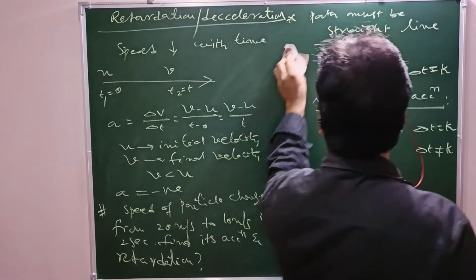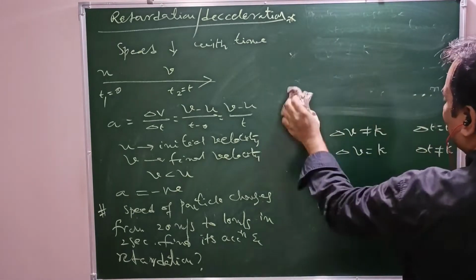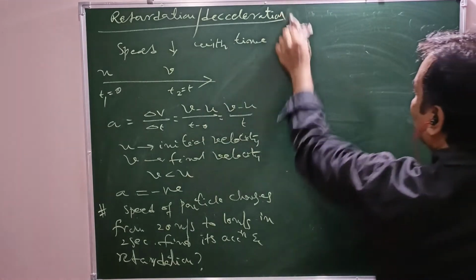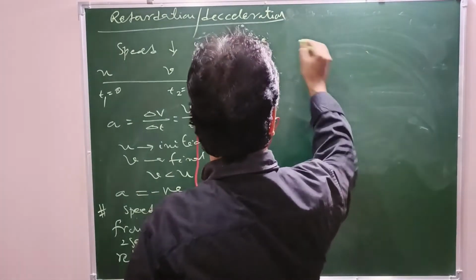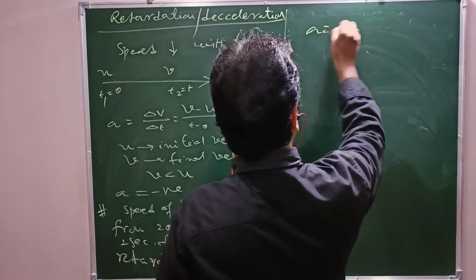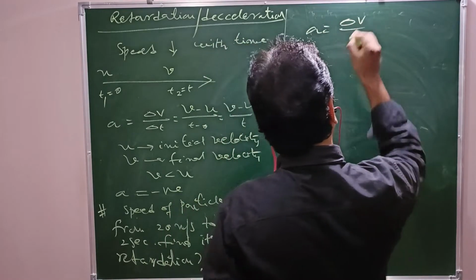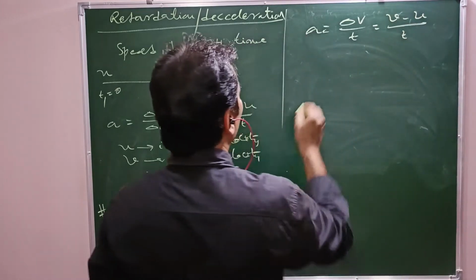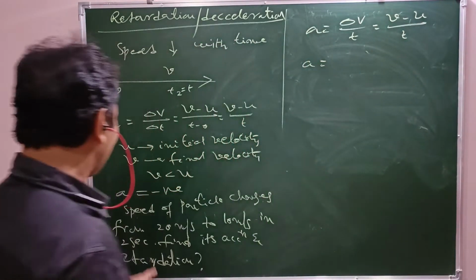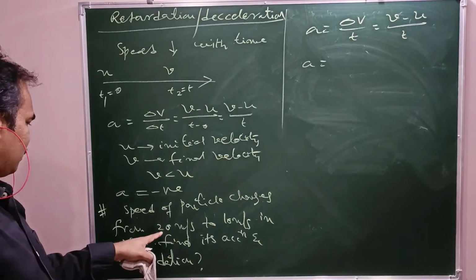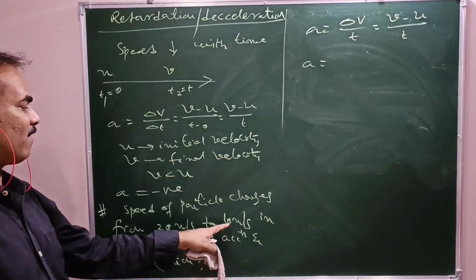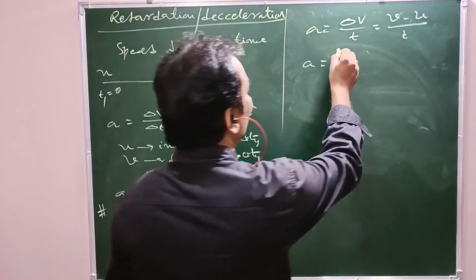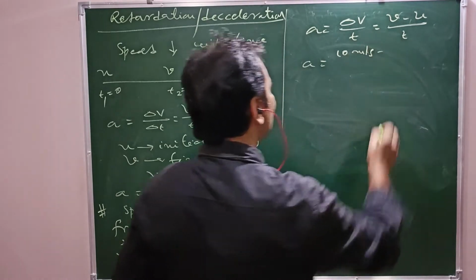Now let us see. What is the definition of acceleration? A equal to delta V by t. Alright? That is final velocity minus initial velocity by time. Okay, that is A equal to. What is the final velocity? This is the initial velocity, this is the final velocity. Final velocity means somewhat less than initial. So 10 meter per second minus what is the initial velocity? 20 meter per second.